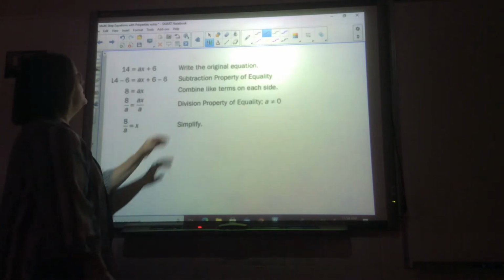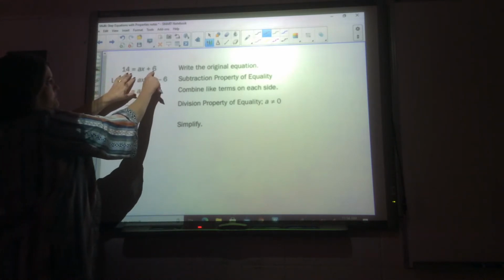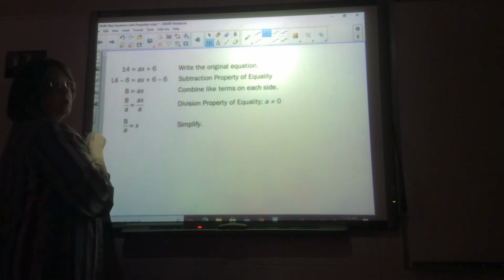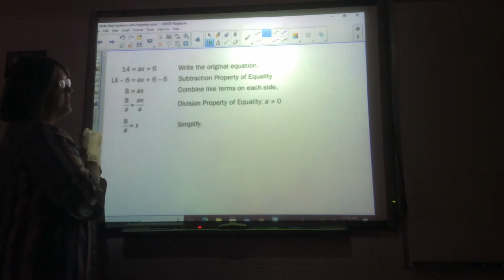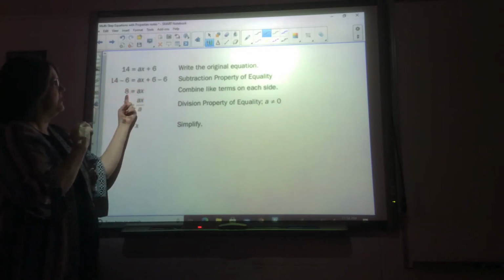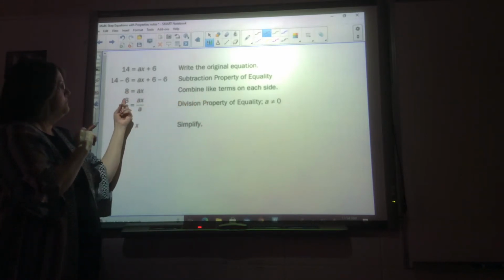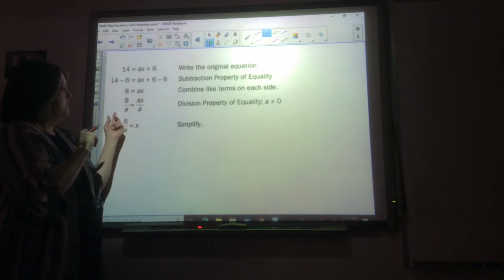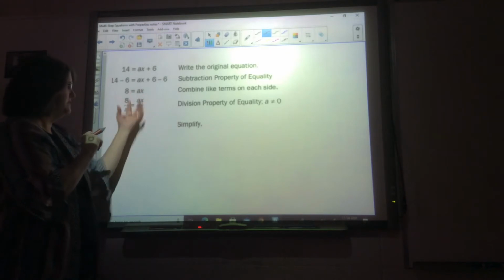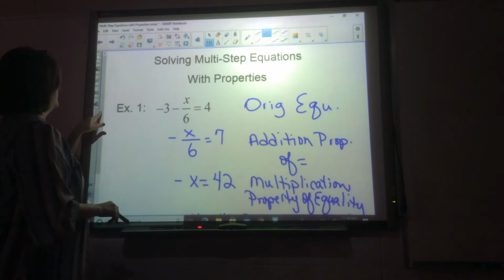All right, so here we're writing the original equation. We're going through this here. They're going to move the 6 from this side to this side. That's the subtraction property of equality, when you subtract the same thing from both sides. Then combining like terms on each side, they get ax, 8 equals ax. That's combining like terms. Then when they divided by a on both sides, that gave them the division property of equality, and then they simplified it. All right, so let's move to my examples.